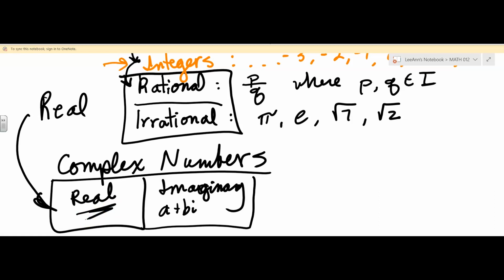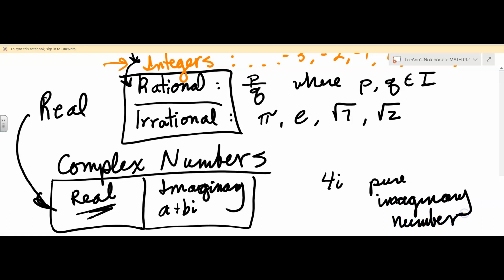When we have a number like 4i, where a is 0, that is said to be a pure imaginary number. Sometimes you'll see that. It doesn't have a real part to it. So that's a pretty long video, but it gives you an idea of the set of numbers that we're working with now, complex numbers.